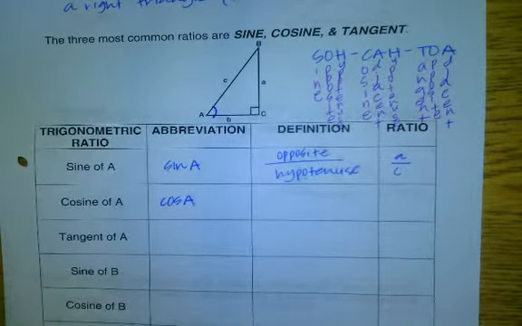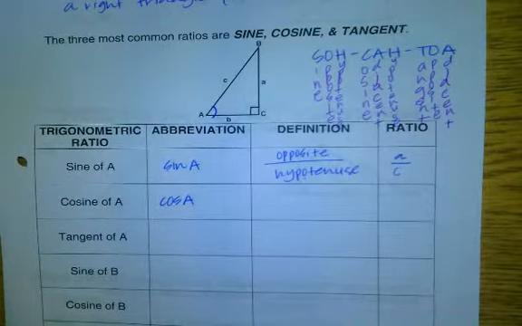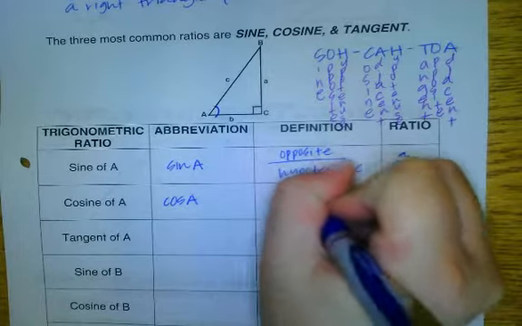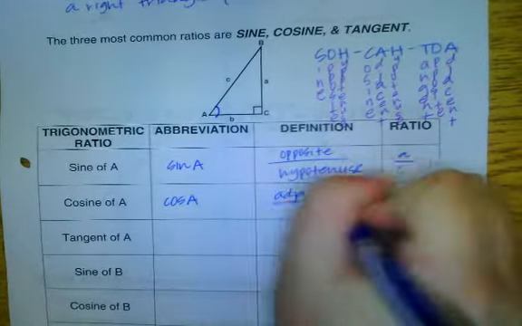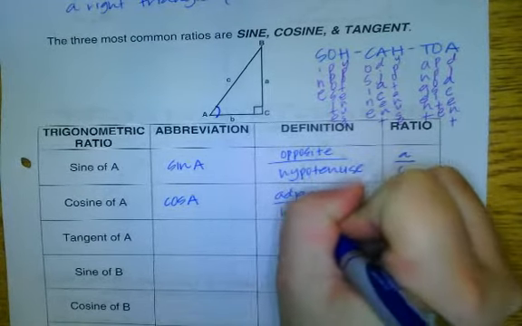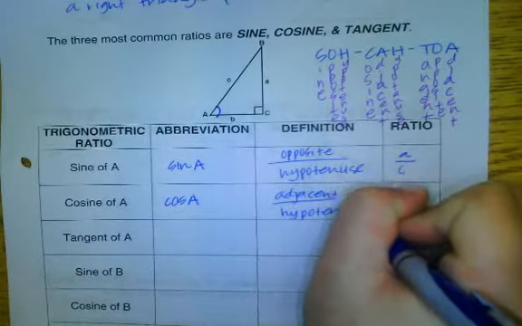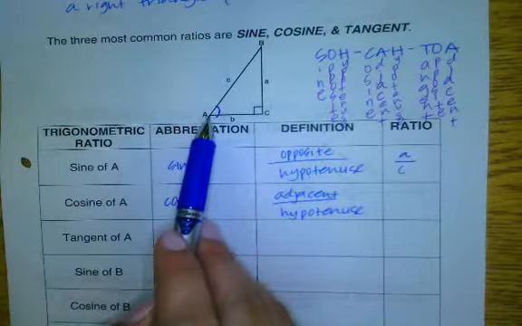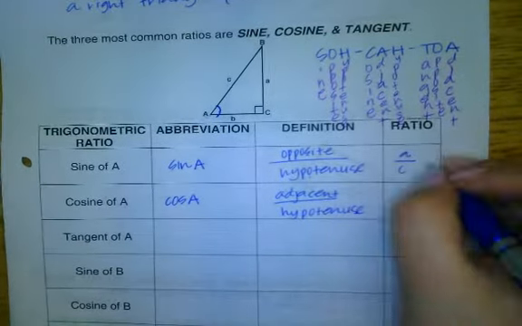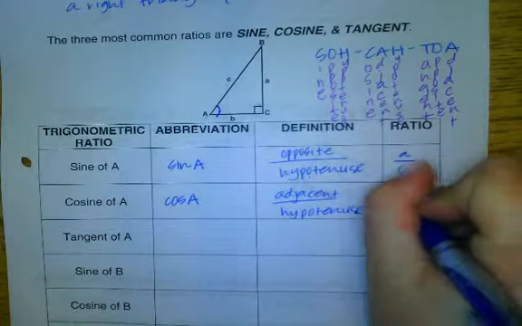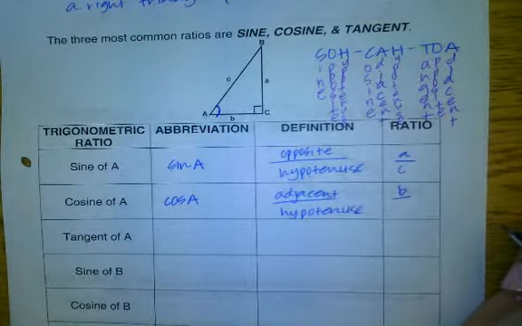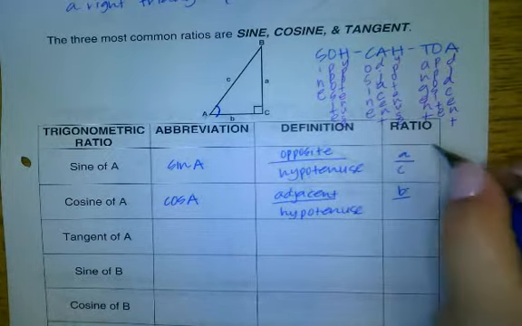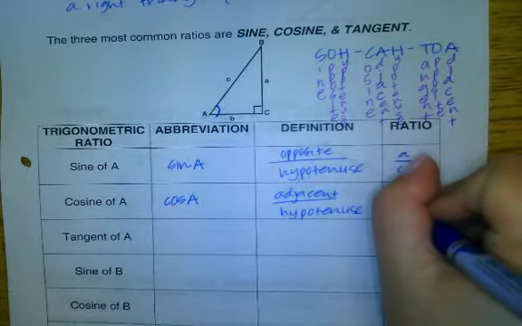Okay, how do we find cosine? Adjacent over hypotenuse. Okay, so still looking at angle A, what side is adjacent to A? B. Why is it not C? Because C is the hypotenuse. Very good. Okay, so adjacent is b, and then our hypotenuse is c.